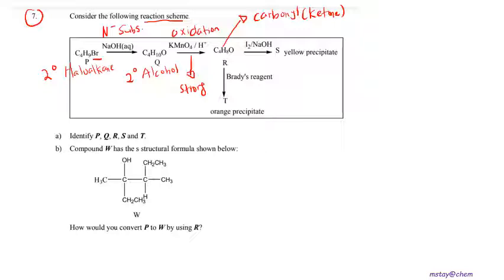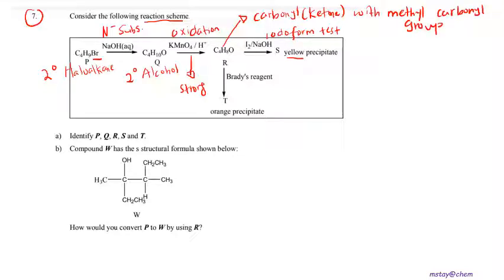And then this ketone reacts with I2 in NaOH. We know this is the iodoform test. Then we have a yellow precipitate, which means this is a positive result. So this means that R is a ketone with a methyl carbonyl group.